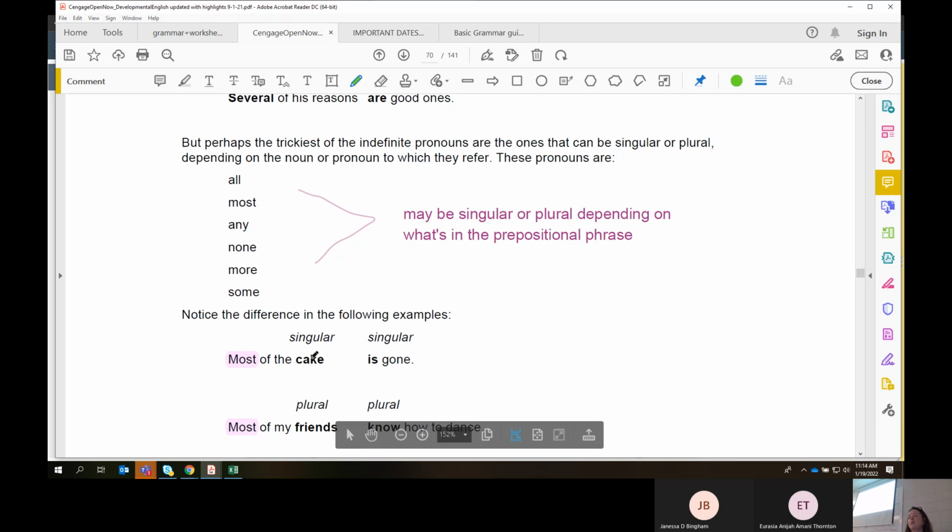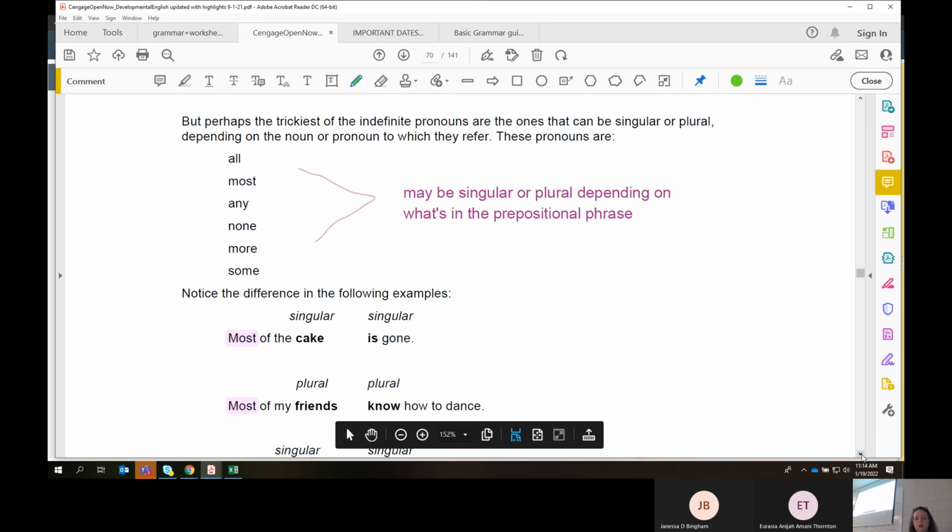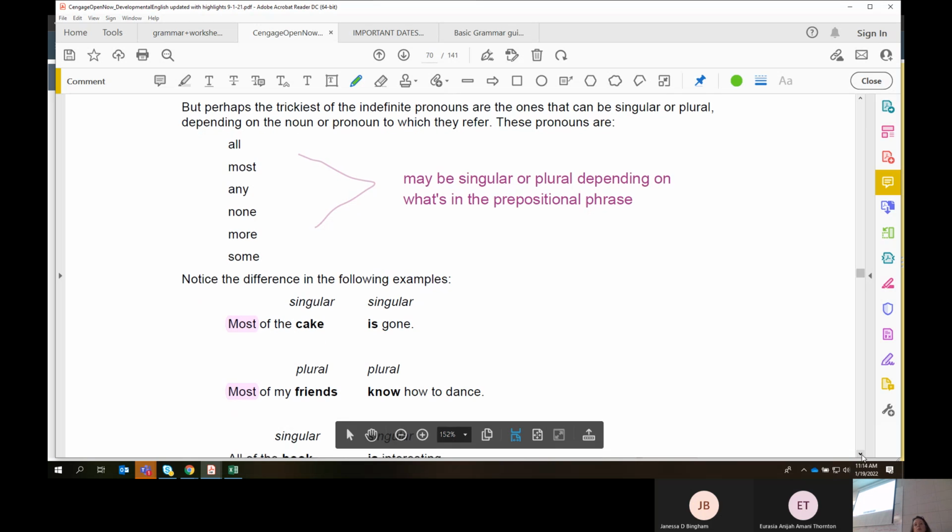Now, if I said most of the pieces of cake, now pieces is informing my subject. Pieces is plural, so it would be most of the pieces of cake are gone. But here, most of the cake is gone. Cake is singular, so most is singular. Therefore, we have the S. Here, most of my friends, get it up here. All right.